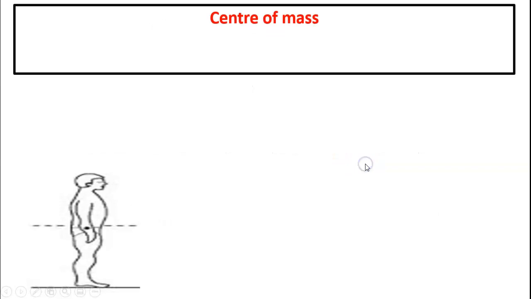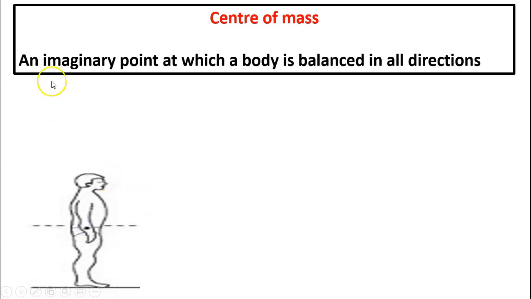Okay, so to start off with, let's have a look at our key definition then. As you can see here, I'll put a picture of a human body. The black dot here is to symbolise the centre of mass, and by definition, the centre of mass refers to an imaginary point at which a body is balanced in all directions. Now, I've used the human body here.